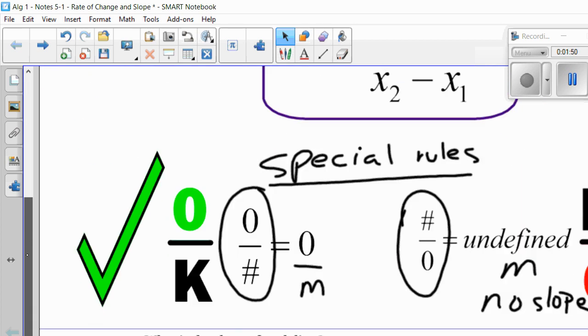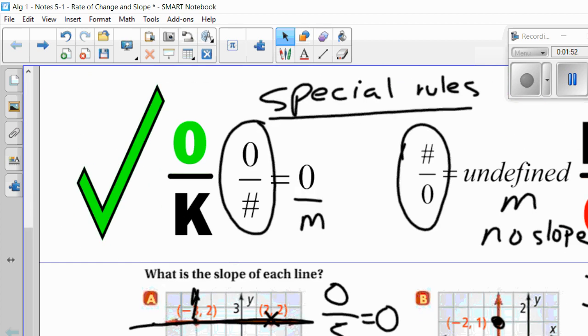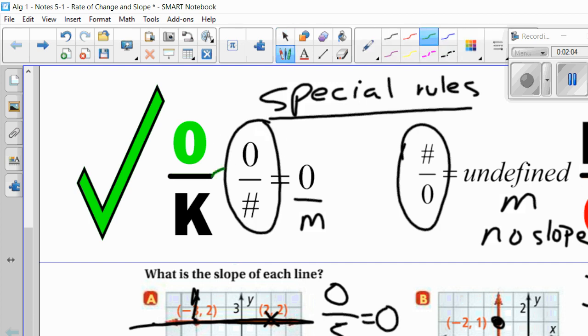There are a couple of special rules that we deal with for lines. When you do your slope with that little formula, if you get a 0 at the top of the fraction over any kind of number, whether it's negative or positive, it just can't be 0, then my slope is going to be 0, so that's my m.